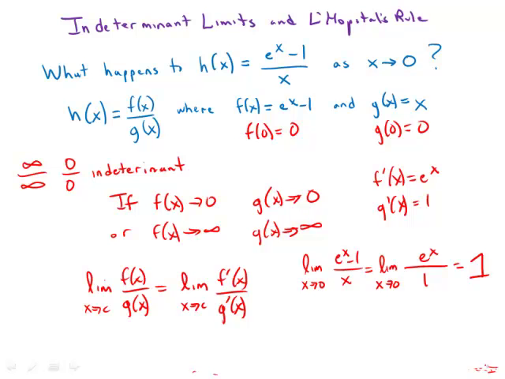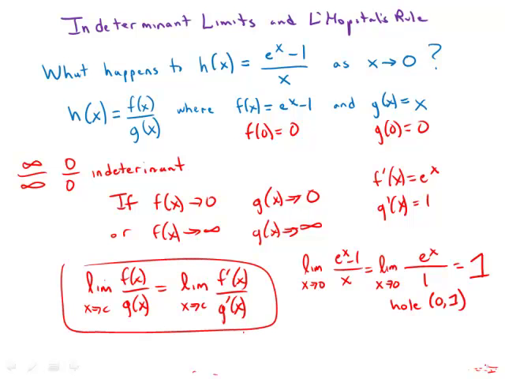And if you graph h of x, you will find that what it has at x equals 0 is a hole. It has a hole with the coordinate 0, 1. This particular rule is known as L'Hopital's rule, and we'll be talking about many applications of this in the next couple of videos.